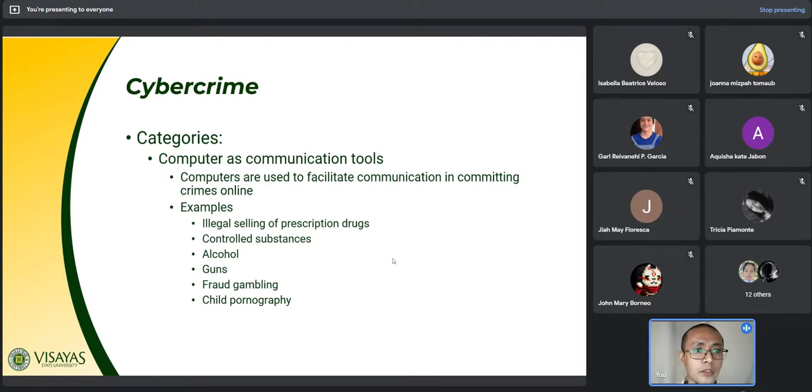Okay? So I do hope, class, you understand these things. Any activities, class, which involve the use of a computer in committing a crime are classified as cybercrime, whether, class, the computer is a target, a storage device, or used as a communication tool. Any illegal activity, class, done by the use of a computer is classified as cybercrime.